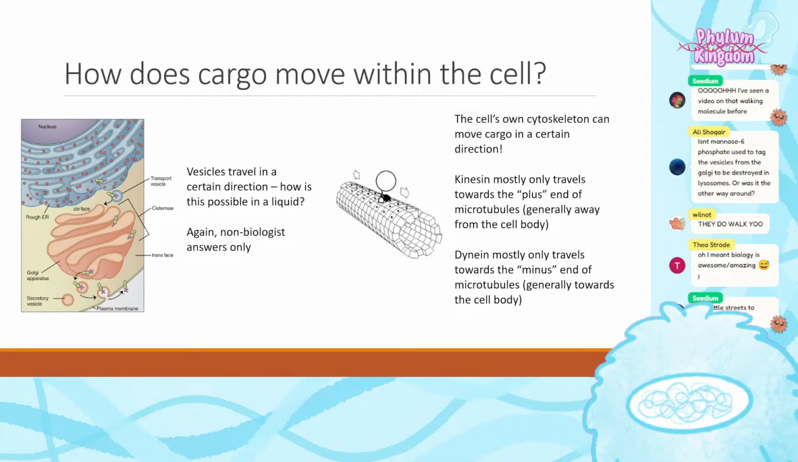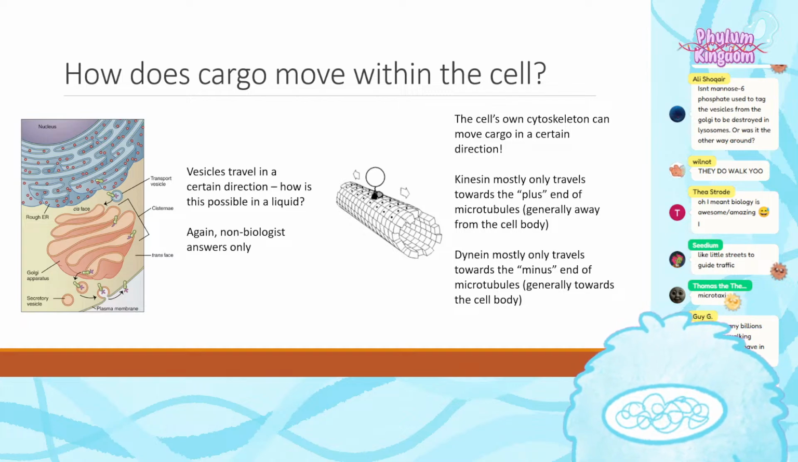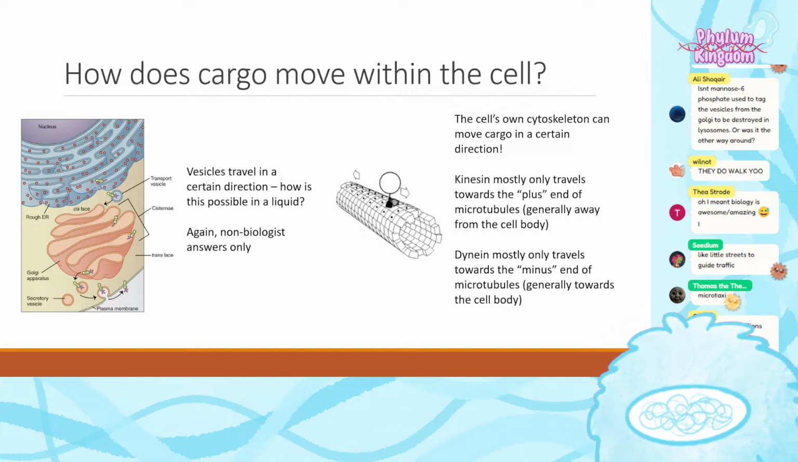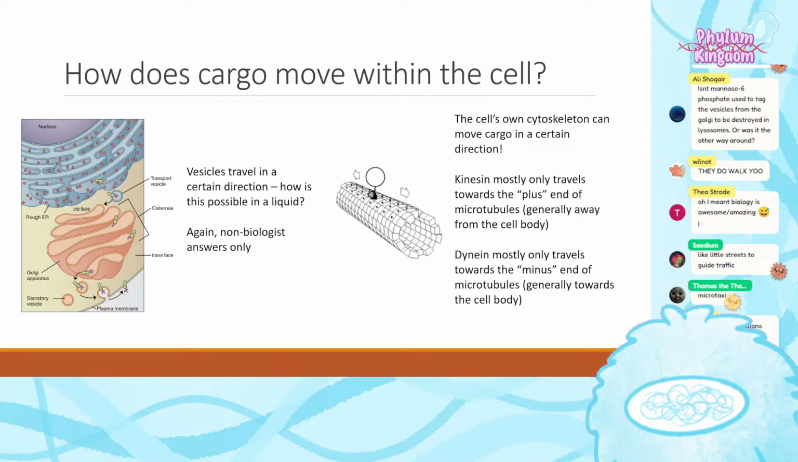Isn't mannose-6 phosphate used to tag the vesicles from the Golgi to be destroyed in the lysosome, or was it the other way around? Again, I don't like the Golgi, so I don't remember. Sounds legit. It sounds all right to me, but it's a little too far out in my memory to remember the details of.